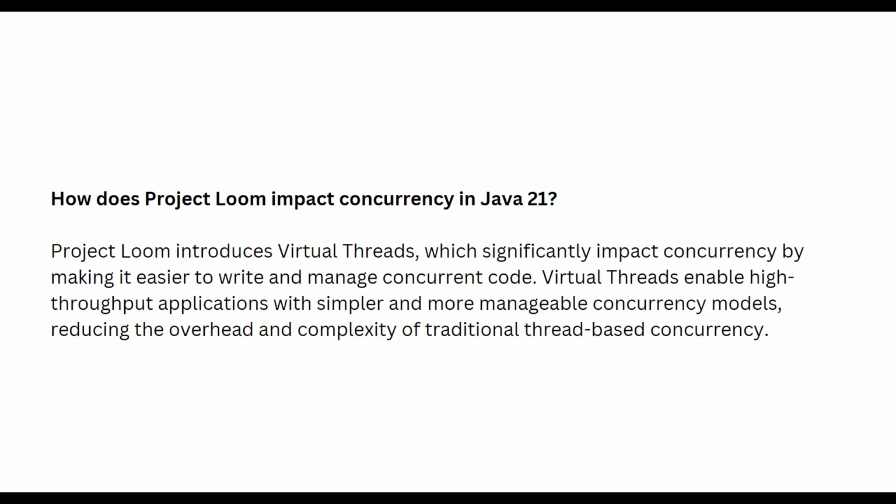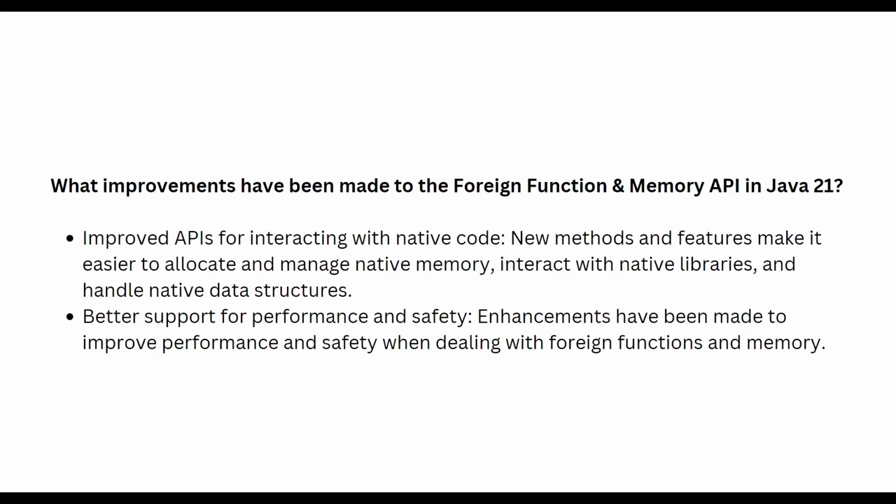Next question, how does Project Loom impact concurrency in Java 21? So Project Loom, as we know, introduced virtual threads, and virtual threads significantly impact concurrency by making it easier to write and manage concurrent code. Virtual threads enable high throughput applications with simpler and more manageable concurrency models, reducing the overhead and complexity of traditional thread-based concurrency. We have already talked about this, so we don't need to take a look at the example on this one. Moving on to the next question, what improvements have been made to the foreign function and memory API?